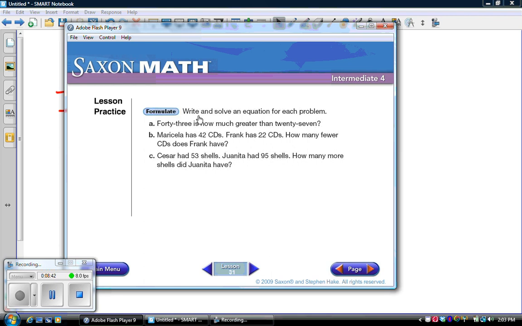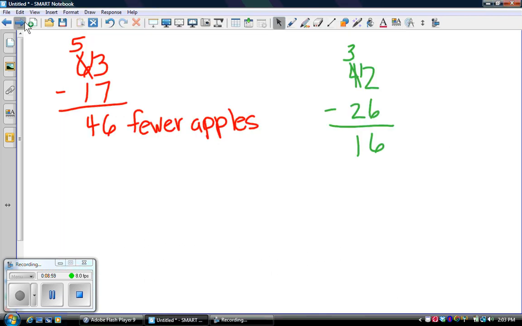Okay, practice. Write and solve an equation for each problem. An equation is just a math problem with an equal sign. Okay, A, 43 is how much greater than 27? We would write down 43 minus 27. So let's do that.